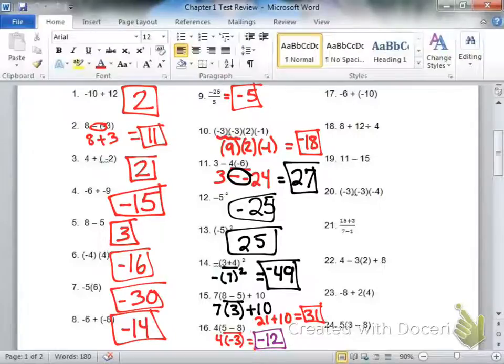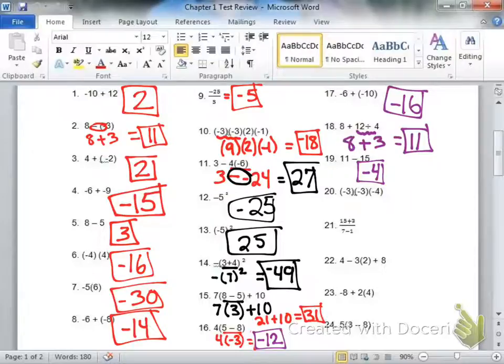All right, let's jump up to the third column. So we have a negative 6 plus a negative 10. That's negative 16. Next, order of operations on 18. We have to divide before we can add. So we have 8 plus 3, which is 11. 19, we're subtracting more than we had. So this is going to end up bringing us to negative 4.